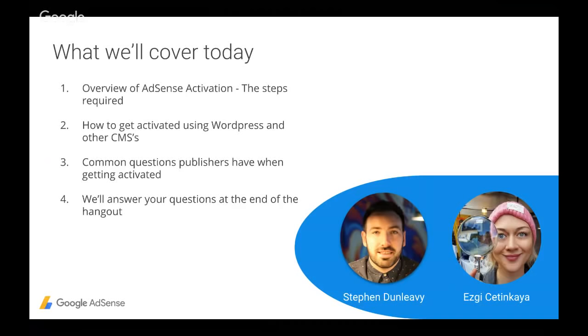What we'll cover today: we're going to give you an overview of the AdSense activation process. What are the steps required? We're then going to look at how to get activated using WordPress and other content management systems, because we've got a few questions already on that. We're also going to look at common questions publishers have when getting activated, and then we'll look to answer your questions at the end of the Hangout. So thanks for submitting those, and feel free to submit more throughout the Hangout.